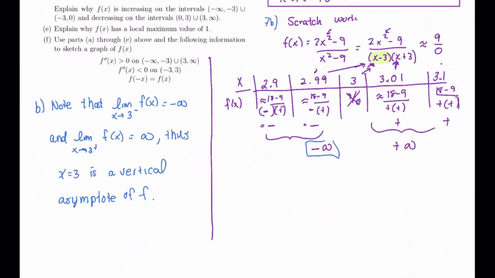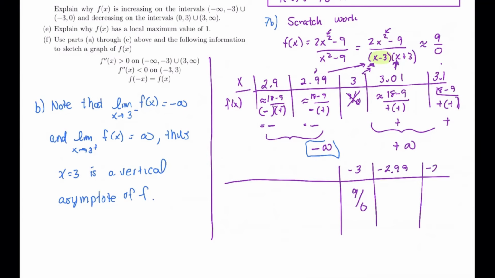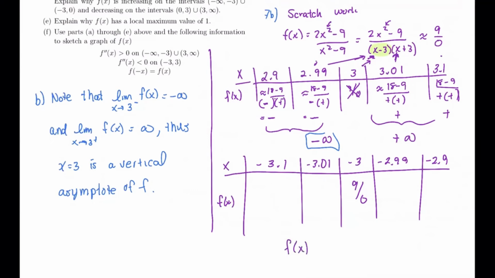Sorry, just making sure I got the right problem. You can make a similar table here on the right, and we already know that if we plug in -3, again, we get 9 over 0. But here we have to think backwards. Here, -2.99 is really close to -3, and so is -2.9, but it's opposite because we're on the negative side. So -3.01 and -3.1. This is why I always start with the positives first, to make sure I understand the positive version. And then again, I'm still using the same expression, f of x is equal to 2x squared minus 9 over (x minus 3)(x plus 3).